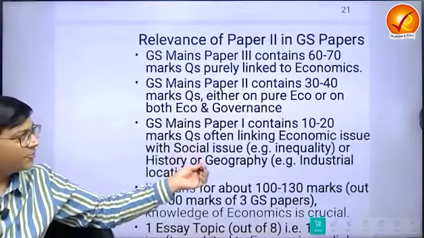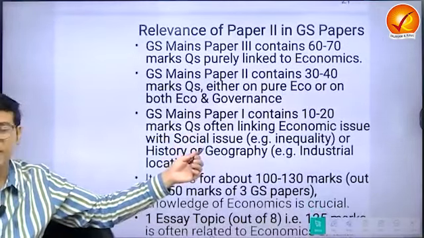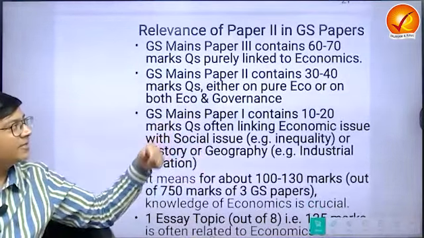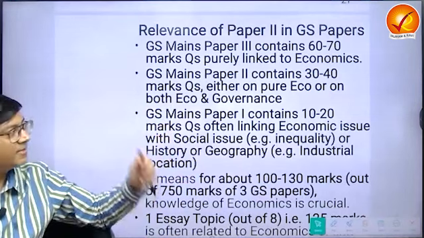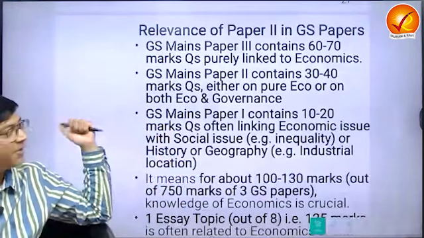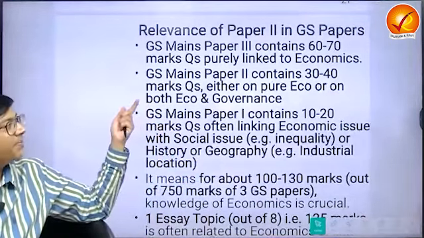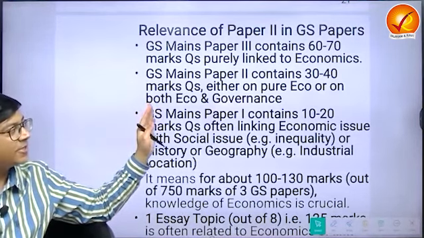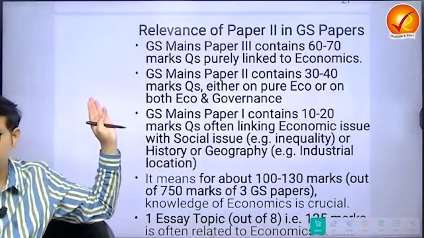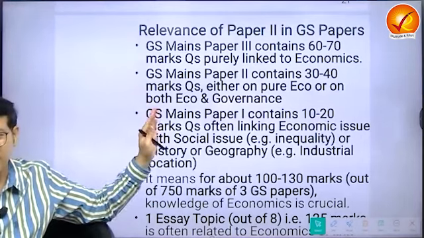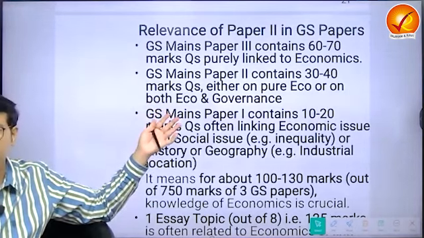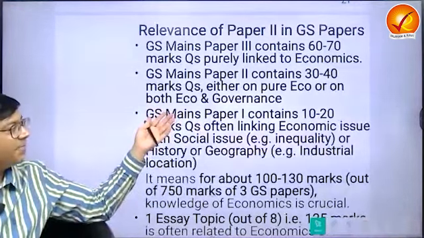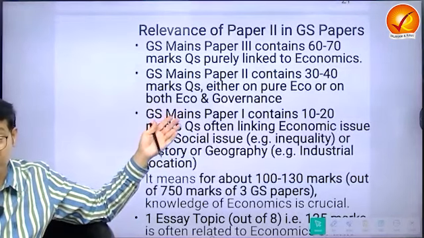Now, coming to a few more things, I think I'll cover the PPT and then take all the doubts. What is the relevance of paper 2 in GS? Earlier I told you about the relevance of paper 1. In paper 3 of GS, we have about 60-70 marks of questions purely linked to economics. On an average, we are finding 7-8, sometimes even more questions in paper 3. Then paper 2 also is asking 2, 3, 4 questions.